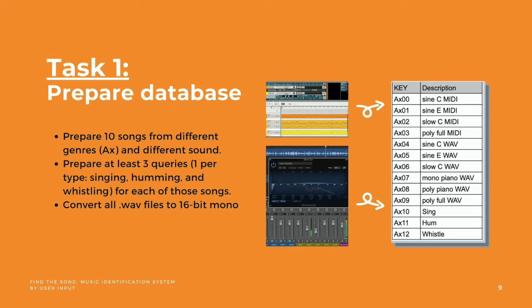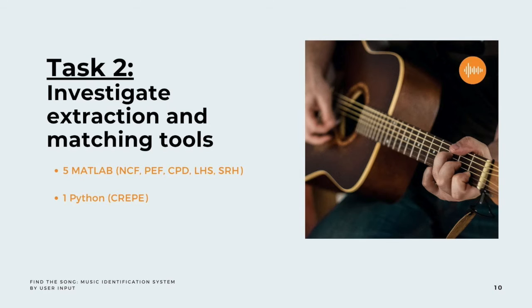The first task is to prepare the database. For all 10 songs, we need the MIDI files to be used as ground truth, and then a few sine wave audios, some pianos, some full bands, and 3 types of query, which are singing, humming, and whistling. The second task is to investigate the extraction and matching tools. For the extraction tools, there are 5 MATLAB algorithms and 1 Python algorithm. For the matching tool, we investigated DTW, which seems to be the only one mentioned in the research papers.